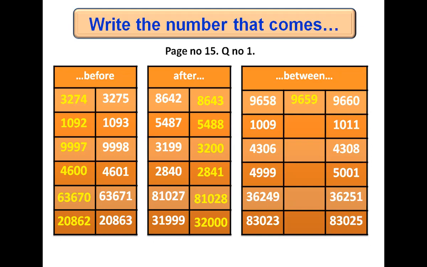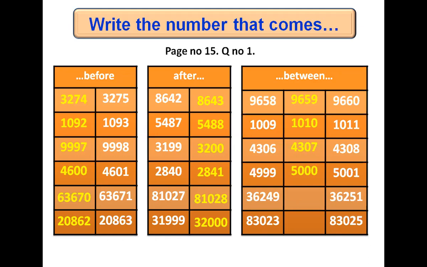In the same way, we'll do the rest of the parts. Coming to the second part, it's 1009 and 1011. What comes between them? It's 1010. In the next row, we have numbers 4,306 and 4,308. What comes between these two numbers? It's 4,307. In the next row, we have numbers 4,999 and 5,001. What comes after 4,999? It's 5,000. And what comes before 5,001? Once again, it's 5,000. So 5,000 comes between these two numbers.